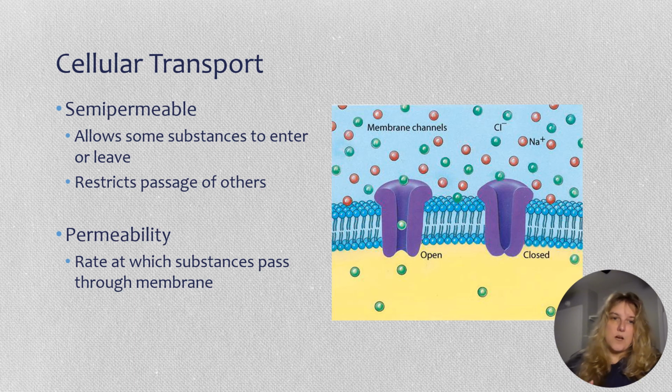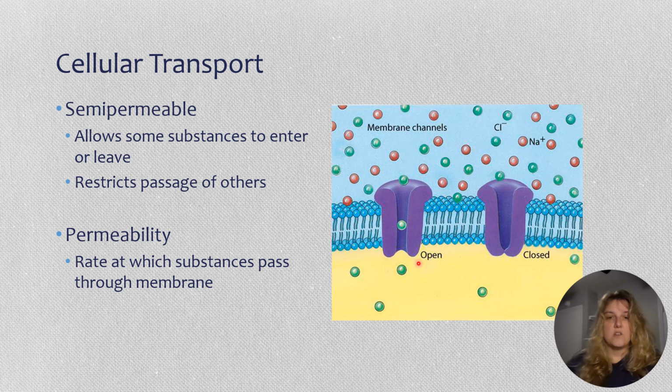Okay, so the cell wall is considered to be semi-permeable. It will allow some things to enter freely or leave, but it will restrict the passage of others. Permeability is defined as the rate at which a substance can pass through the membrane. I'm going to go ahead and pull up my pointer so that we can take a look at this. You do have these channels.